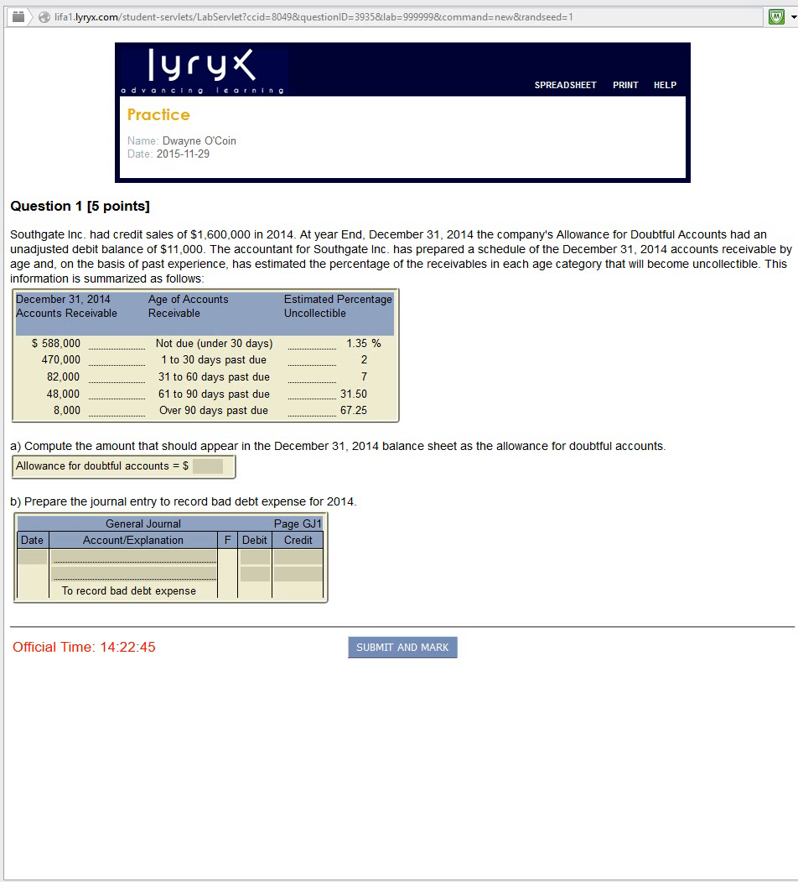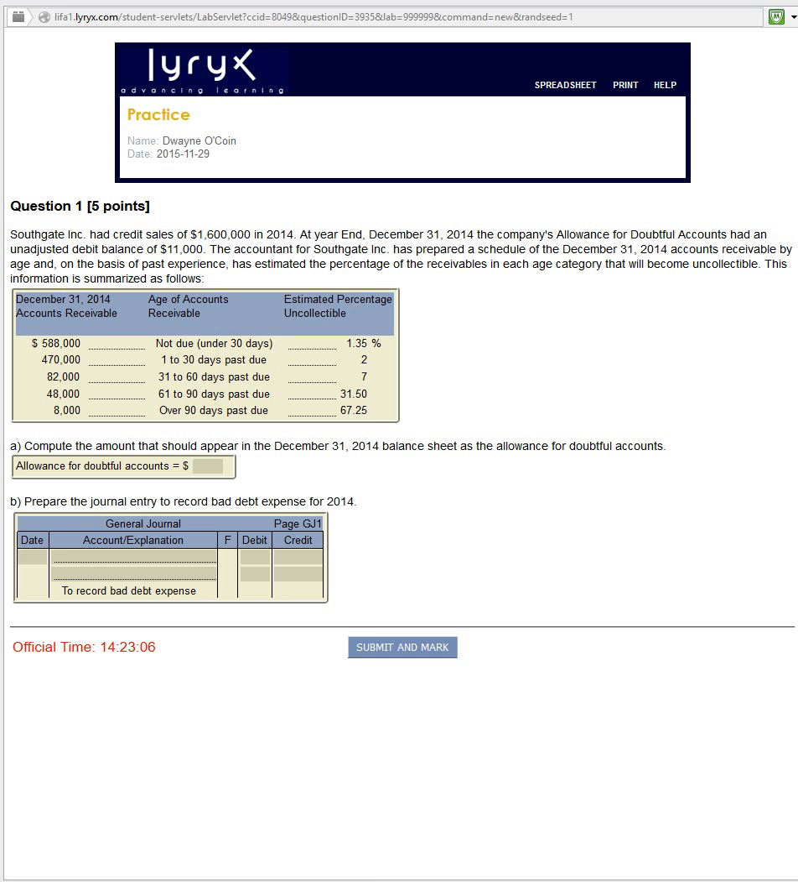So we have credit sales of $1.6 million in the year of 2014. At the year end, the allowance for doubtful accounts has an unadjusted debit balance, and that means that we underestimated bad debts in a previous year, and so we actually recorded more bad debts than we actually set up an allowance for. So it's actually a debit balance.